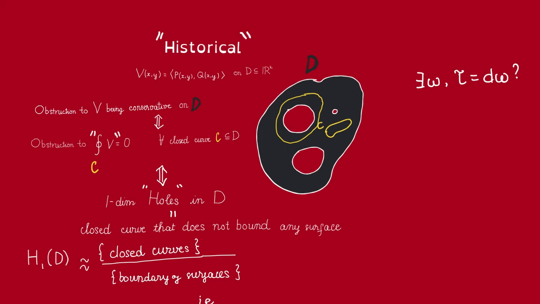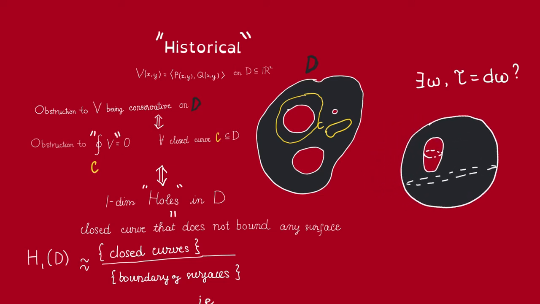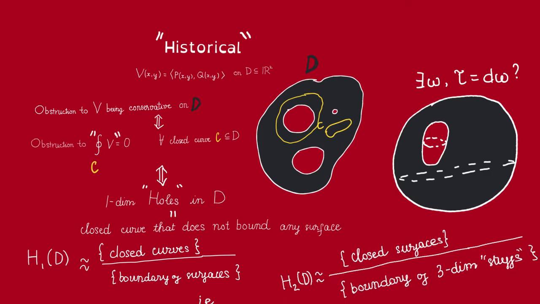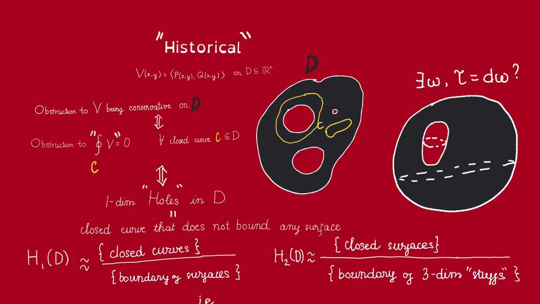Now similarly, in higher dimension, the obstructions to the same problem are the higher dimensional holes. So for example, here we drew the case of R3. Now in R3, the two-dimensional holes are exactly closed surfaces that do not bound any three-dimensional thingy. And similarly, we can look at the quotient of closed surfaces by those that are boundaries, and that should give us information about the obstruction to solving this problem. Once we groupify that, once we turn that into a group, we get the second homology. And we can keep repeating the same idea for higher dimensions.